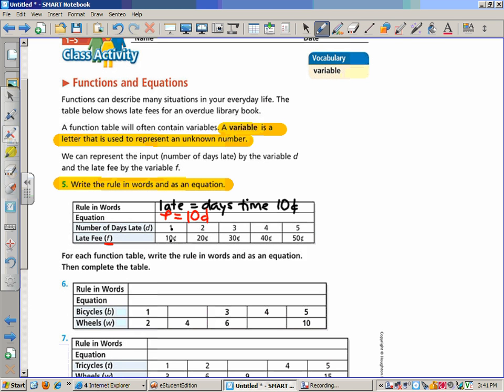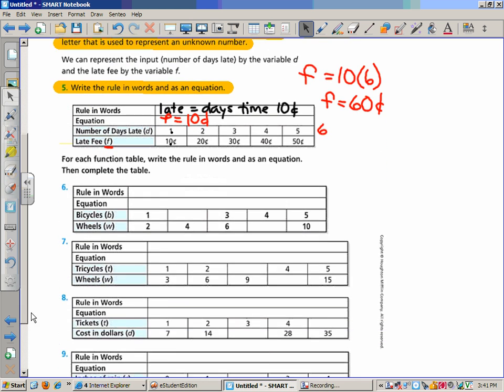All right. So if we knew the days, we would say that times 10. So if we got down here to 6, we're 6 days late. Oh, goodness. We're going to put that into the equation. Say 10 times 6, and that's going to equal our fee. And our fee then should equal 60 cents. Okay, looking at another one.